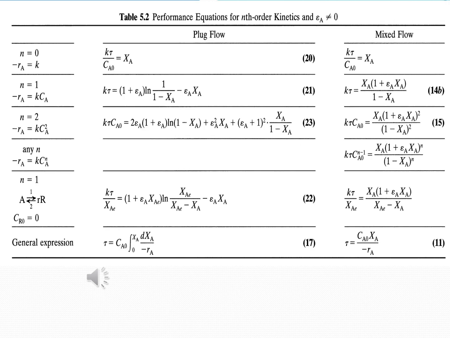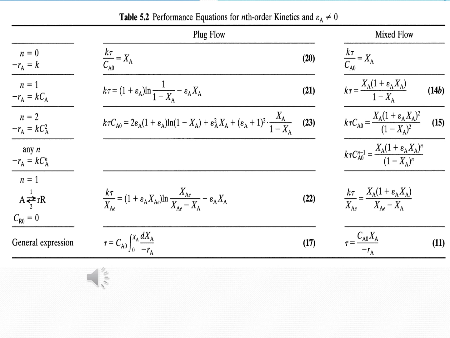This table represents the performance equations of nth order kinetics, and here the volume expansion factor is not equal to 0. That means it's for varying density cases. Again we have 3 columns and multiple rows here. In each row you can see the order: zero order, first order, second order, and any order n. The first 4 rows represent the irreversible reactions, and the final fifth row represents the expression for the reversible reaction.